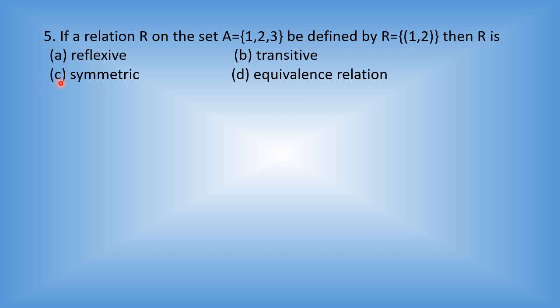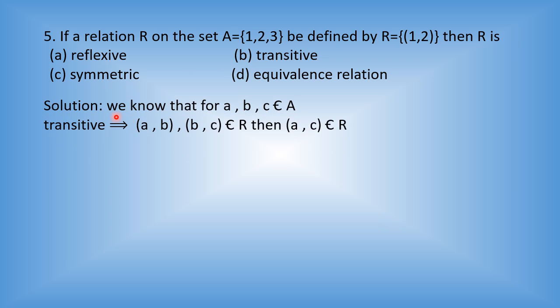Coming to option C, symmetric: the ordered pair (1, 2) belongs to the relation R. If the ordered pair (2, 1) belongs to R, then we say this is symmetric. But there is no ordered pair (2, 1) here. Therefore, clearly this is not symmetric. Hence option D will not be the option, because an equivalence relation is one that is reflexive, symmetric and transitive. So the option is D here, that is, transitive.